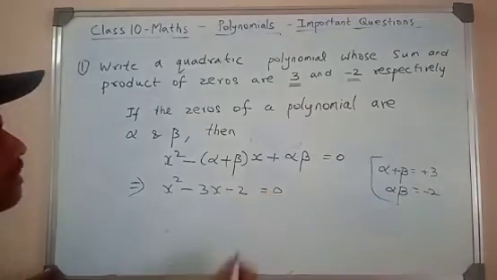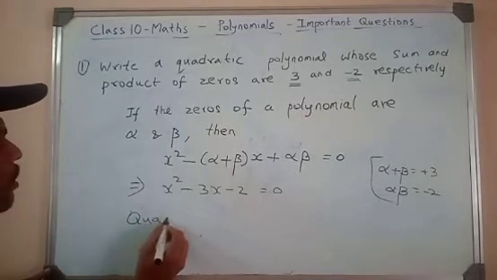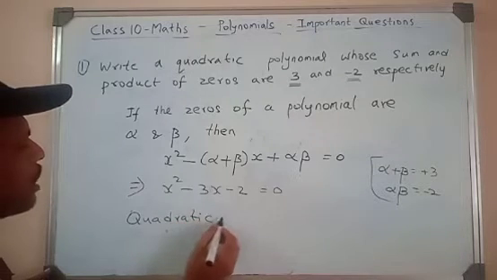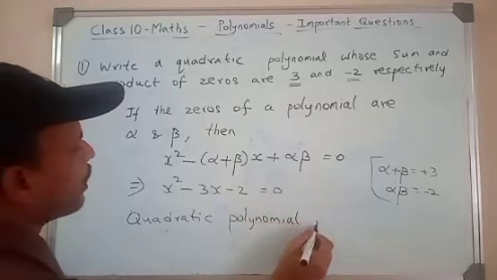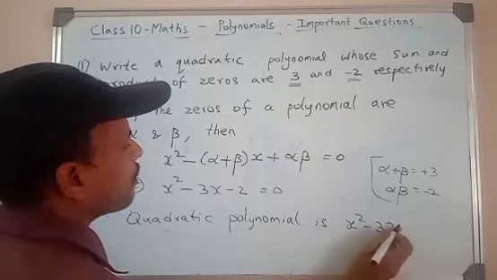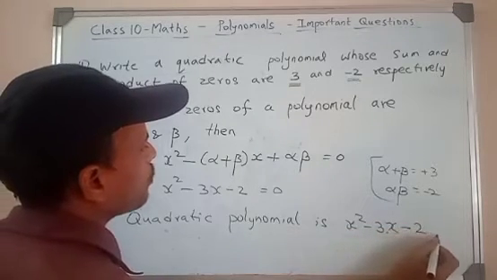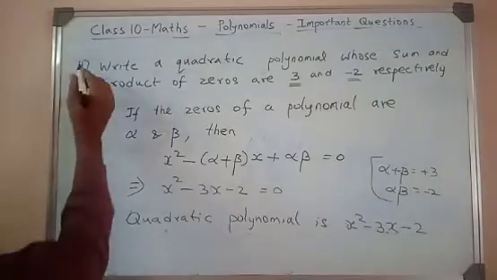It is a polynomial equation, but we need a quadratic polynomial. Therefore the quadratic polynomial is x square minus 3x minus 2. This is the required polynomial for this question. Let us move to the next question. Let us move to the third question.